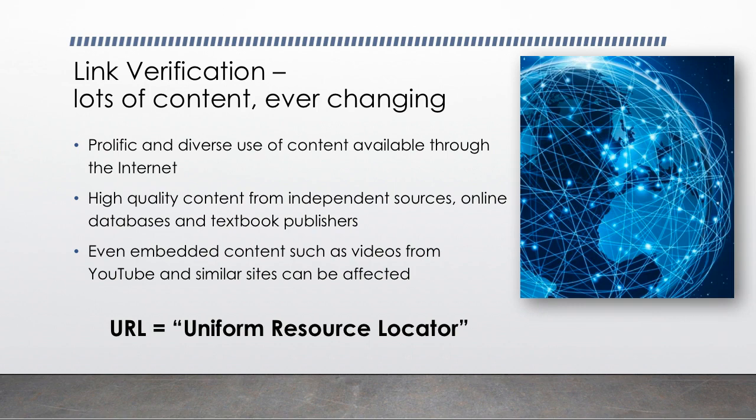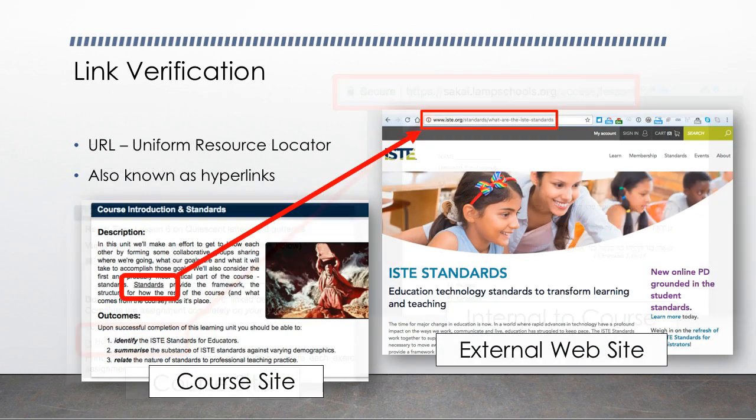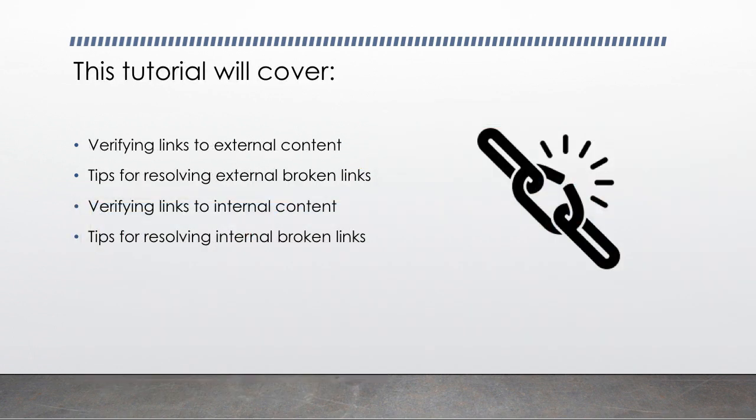Courses can include links to content both inside and outside of the course site. Verifying links is pretty simple. Fixing them can sometimes be complex. This tutorial will cover how to verify links to external content such as websites, articles, or publisher content, and provide some direction on resolving external broken links. It will also cover how to verify and attempt to resolve internal broken links.